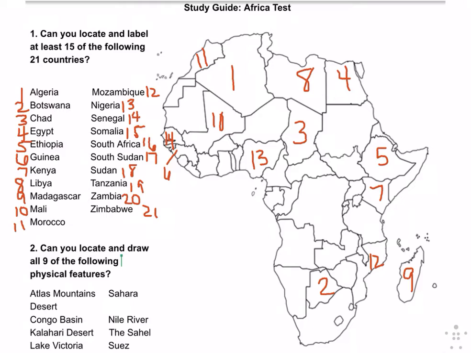15, we have Somalia. Somalia is towards the east. I'm going to go ahead and draw a little arrow. Somalia, 15. South Africa, 16, all the way towards the south. Oh, that's ugly, 16. Now we have South Sudan, 17. We have Sudan, that's directly above it, 18.